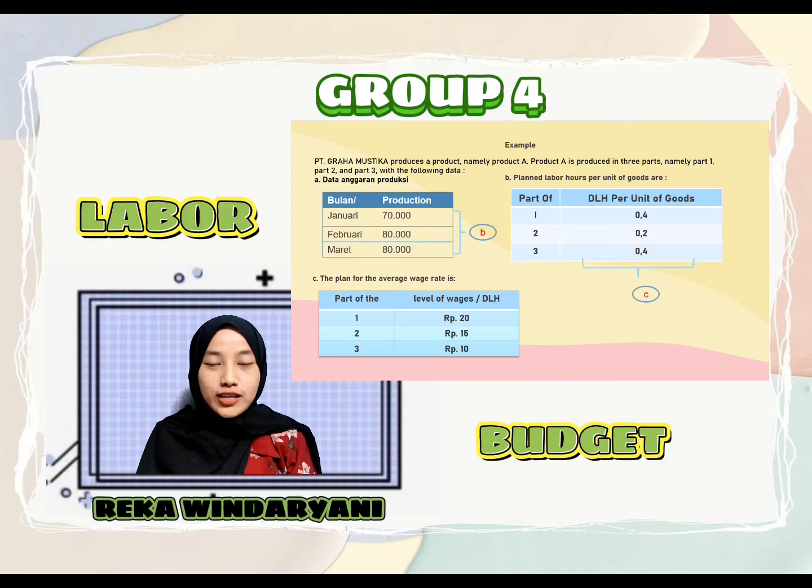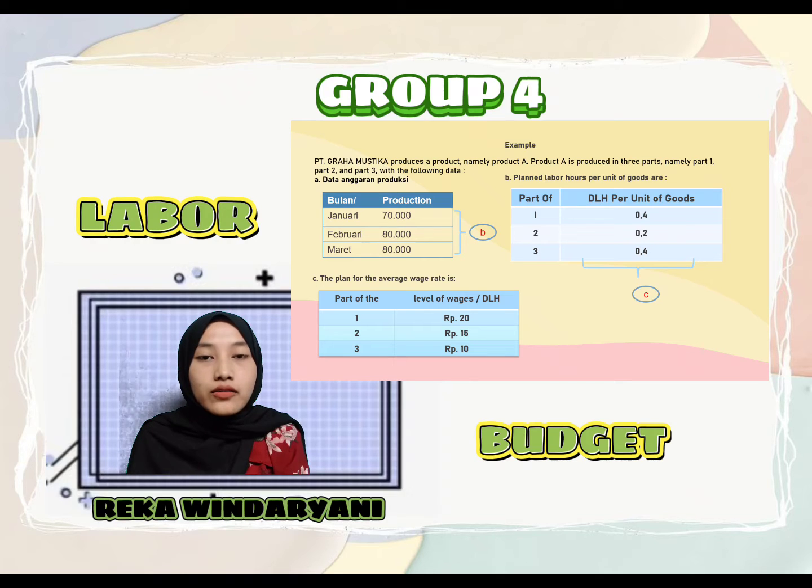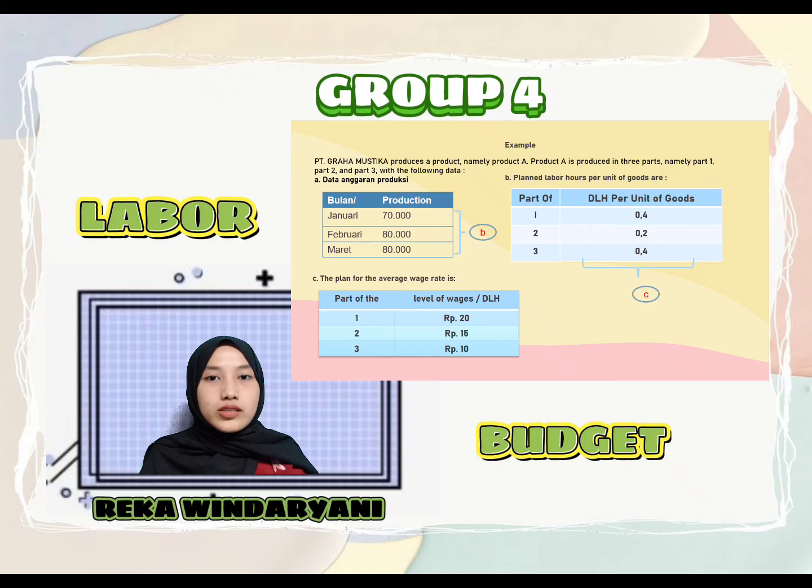Okay everyone, here I want to explain how to calculate the direct labor budget. For example, PT Graha Mustika produced product A, and product A is produced by 3 parts, namely part 1, part 2, and part 3. Then we can see there are 3 tables. Point A is the data of production, point B is the plan of the direct labor hours per unit of goods in each part, and point C is the data of the plan of the average wage rate in each part. From the following data, we are asked to make a direct labor budget, and I want to explain how to calculate it in Bahasa.